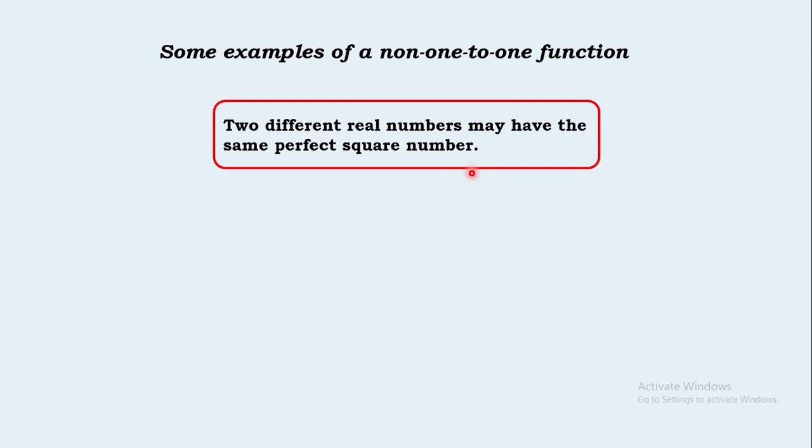So therefore, this is not a one-to-one function. Another example are the real numbers, say, positive 5 and negative 5. If we are going to square positive 5, that is positive 25. And if we are going to square negative 5, that is positive 25. So this is not a one-to-one function.